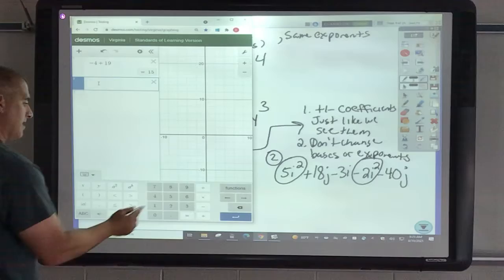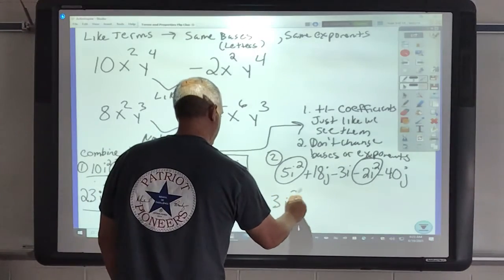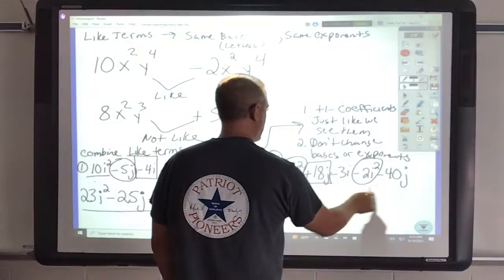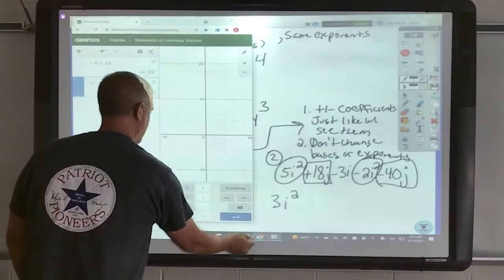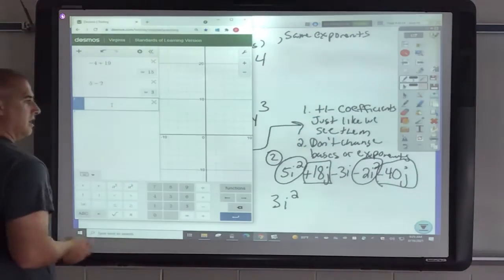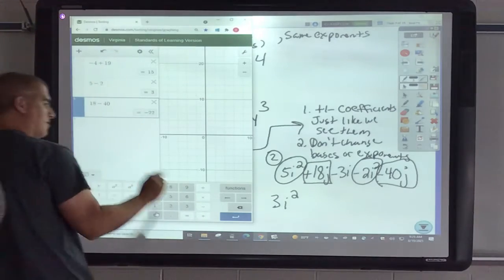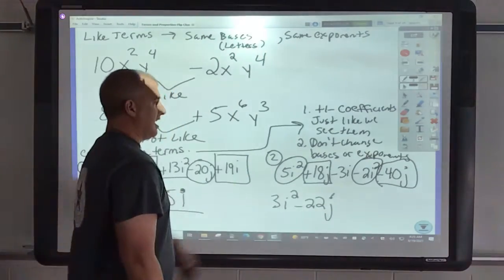Okay, I want to do 5 minus 2. That gives me 3i squared. Then I got 18j. This is the other one that matches, negative 40j. So all I would do is 18 minus 40, which gives me negative 22j. Now, all right, I got something left over.